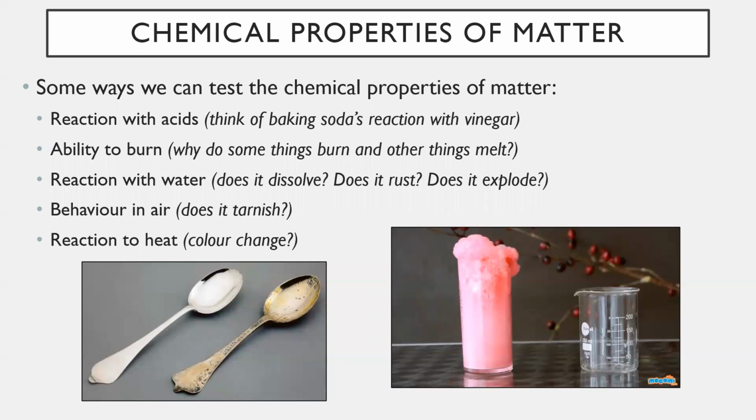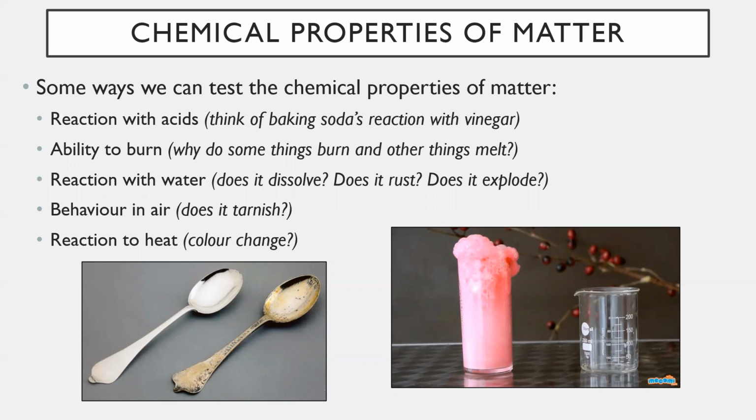The reaction with water, what I mean by that is, does it dissolve? Does it rust? Does it explode? Water can do different things to different kinds of chemicals, right? Those are all chemical properties of all these different things. Behavior in air, things like silver, of course, tarnishes if you just leave it out in air long enough, like that silver spoon you see in the bottom left-hand corner. So again, things can tarnish just by being left out in the air.